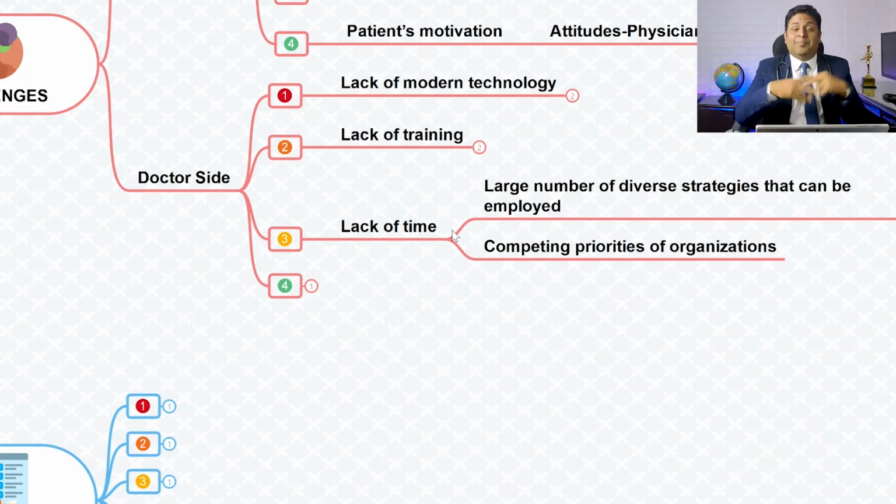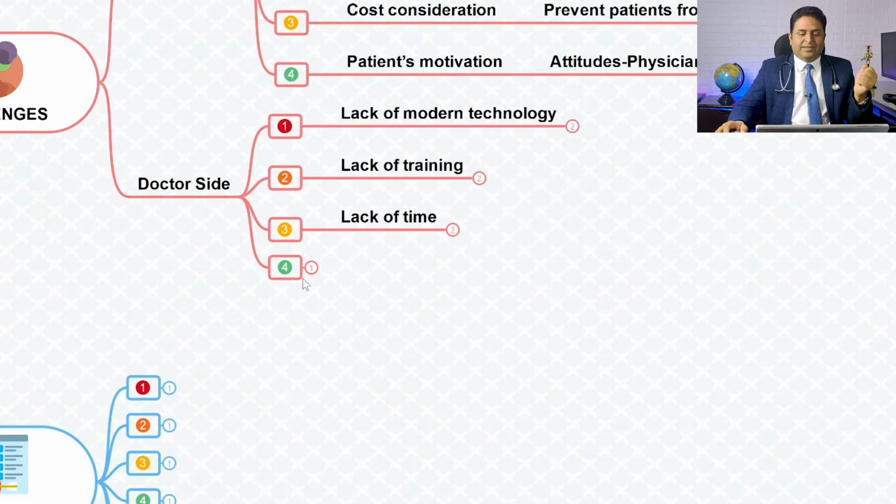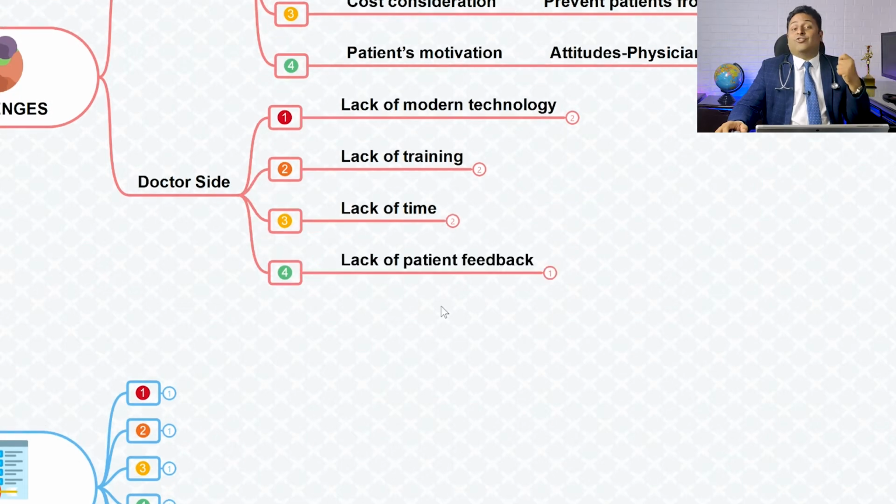Second is competing priorities of the organization. You are running your healthcare business, so there may be a lot of priorities in how you have to engage in your healthcare practice or grow your practice. So the time to engage the patients may not be a priority, right? So that is lack of time. The fourth one is lack of patient feedback.